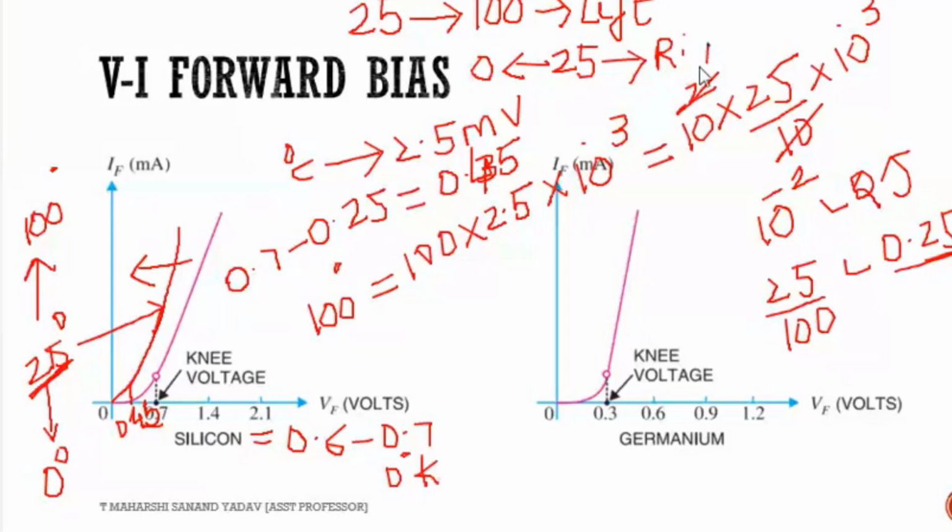So the important point that you need to remember is per degree centigrade rise in temperature, the forward bias characteristics get left shifted at a rate of 2.5 millivolt. Clear? If I'm increasing the temperature, it will move left. If I'm decreasing the temperature, it will move right. Clear with this?